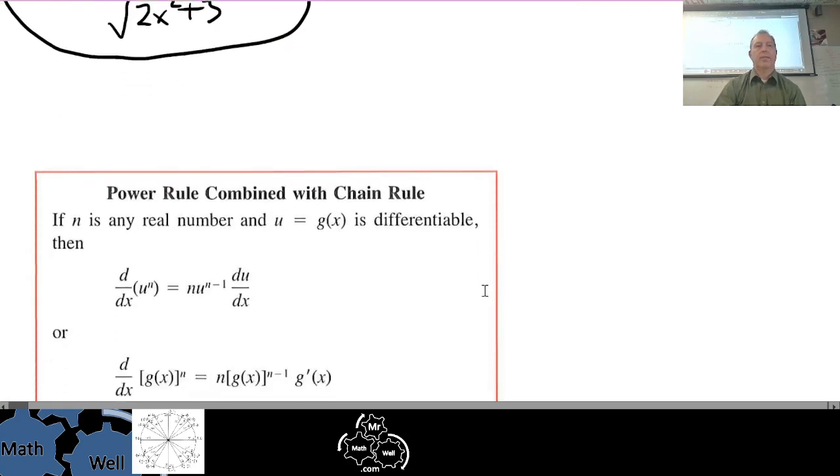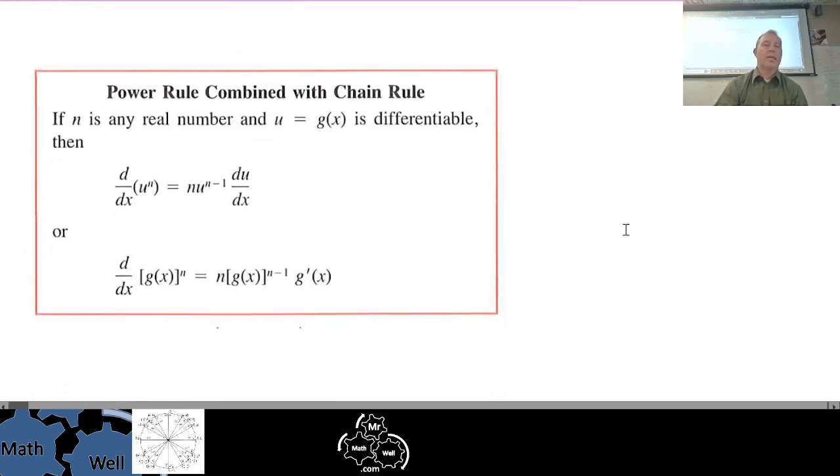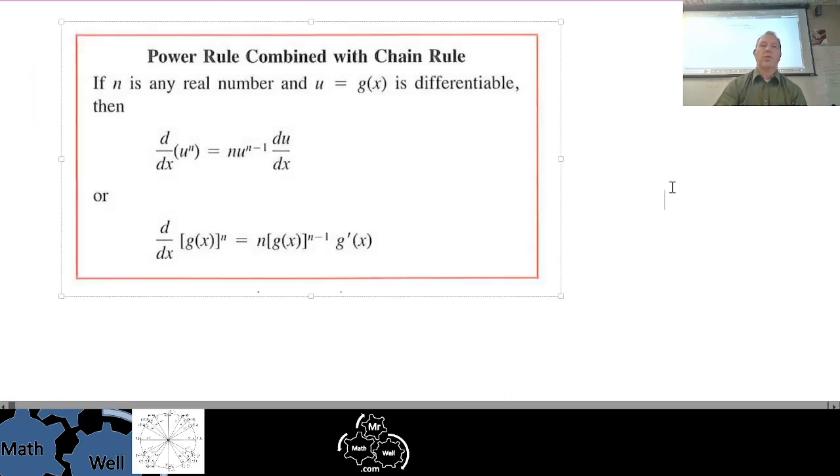Next, let me highlight this. This is what we did as well. This looks like it's totally different, but it's not. This is just what we did. So obviously with the chain rule, you can combine other rules. You can combine product rule, quotient rule, along with the chain rule. It's going to get a little bit more complicated. But here I did an example, this one, where we combined the power rule with the chain rule.